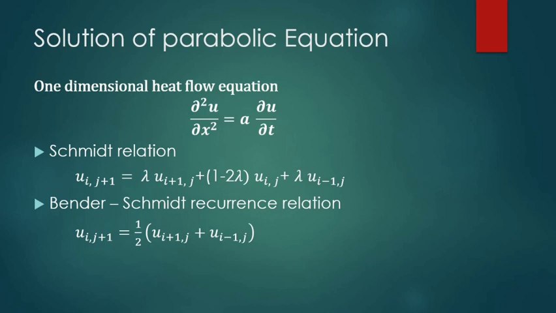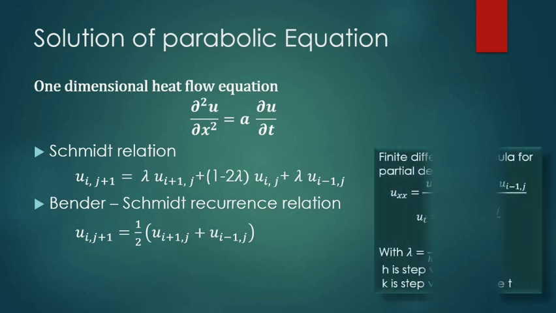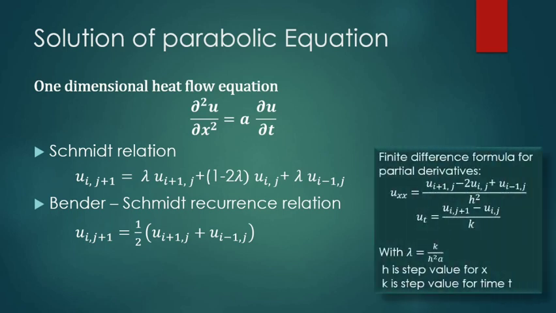Actually, this first formula is obtained from the finite difference formula for partial derivatives. Here you are having the partial derivative ∂u/∂t, which I may represent as u suffix t also. So the value of u(i, j+1) minus u(i, j) divided by k gives the value of ∂u/∂t.